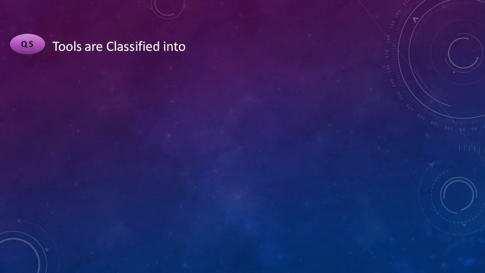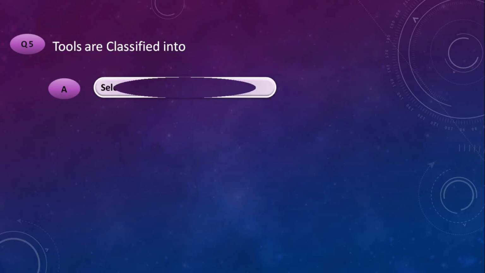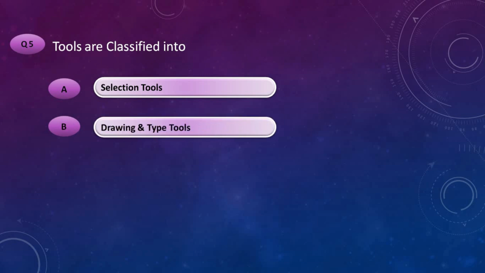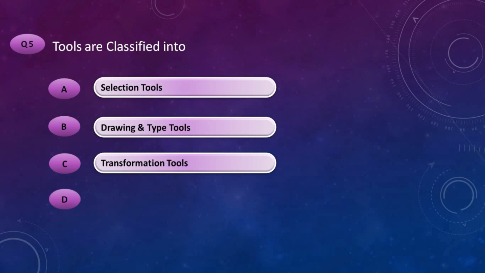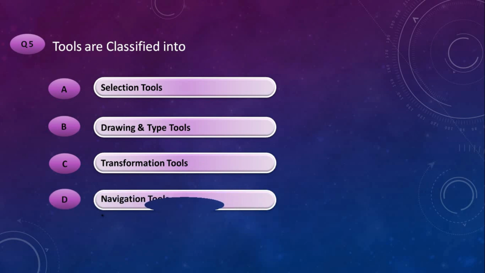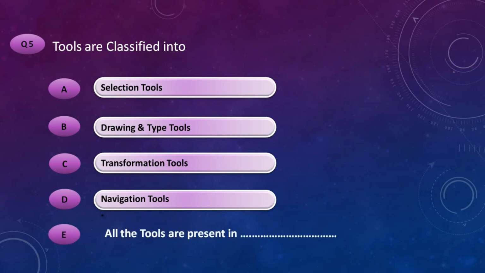Next question. Tools are classified into. So they are classified into 4 types. Selection tools, drawing and type tools, transformation tool, and we have navigation tools. And all the tools are present in toolbox, or you say it is tools panel.